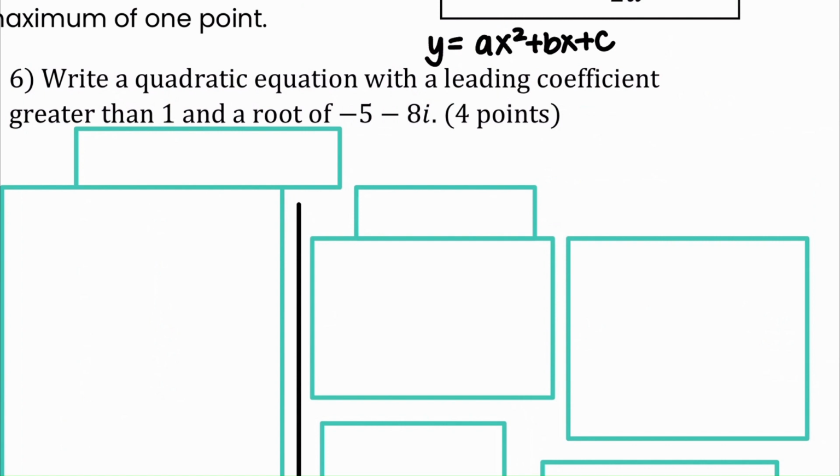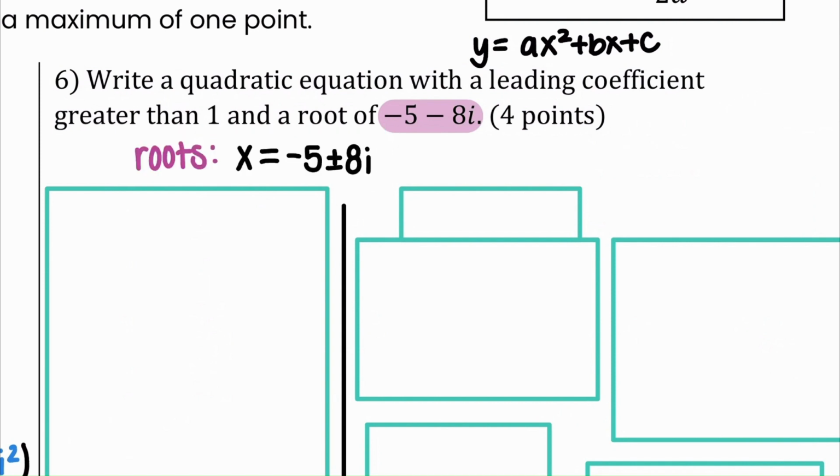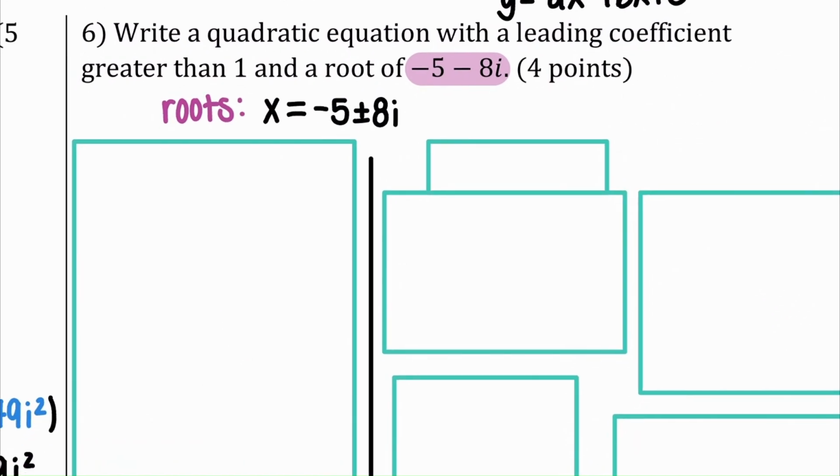So they just want us to write an equation such that a is greater than 1, maybe like a 2, 3, 4, or whatever. So here they only give us one specific root, which is negative 5 minus 8i. And so from here we have to remember that it is impossible to only have one singular imaginary root or complex root. So we know that by the complex conjugate root theorem, there's going to be two roots, in this case, negative 5 plus or minus 8i.